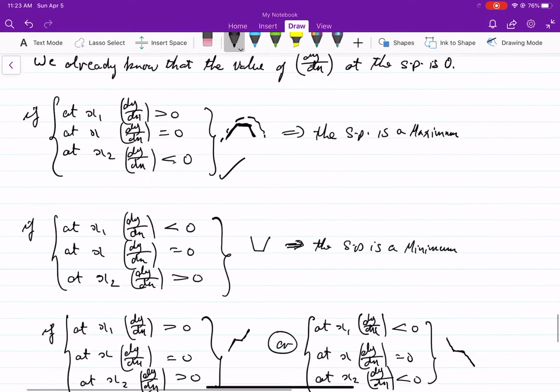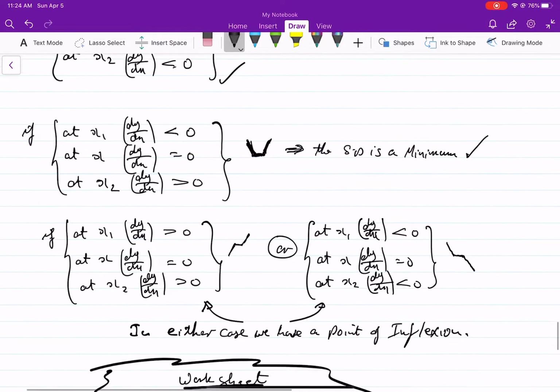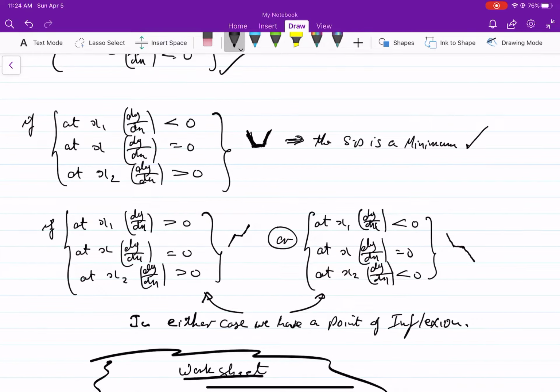Stationary point is maximum. Vice versa, if at x1, the point just before the stationary point, dy dx is less than 0, which means you have a negative slope, at x itself, the stationary point, we already know the gradient is 0. And at x2, just after the stationary point, the gradient goes positive. Then you know you're going through a minimum stationary point. And if dy dx changes from positive to 0 to positive here, or negative to 0 to negative here, then you know in either case you're going through a point of inflection.